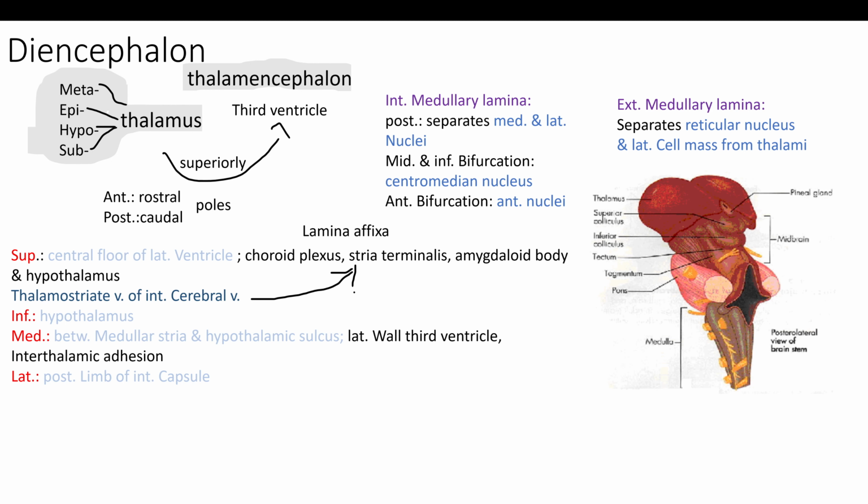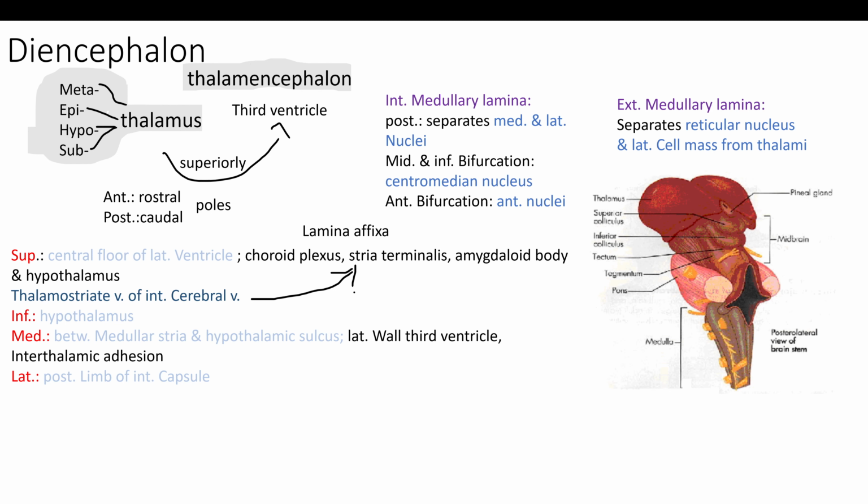Then there is the lamina affixa. It is white matter between the stria terminalis and choroid plexus, with its anterior tubercle and its pulvinar. Then there is the inferior surface joined to the hypothalamus, and the medial surface between the medullary stria of the thalamus and the hypothalamic sulcus, which gives the lateral wall of the third ventricle.